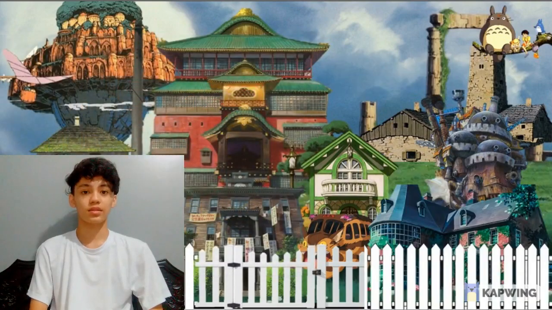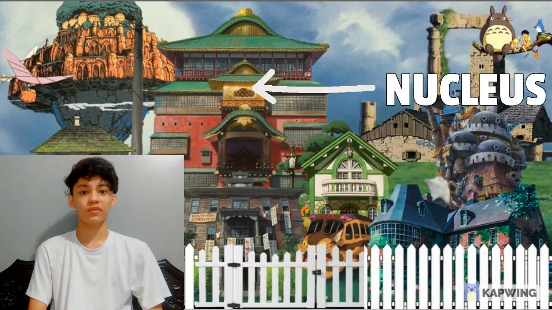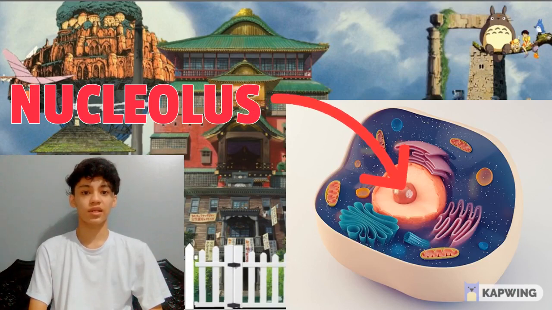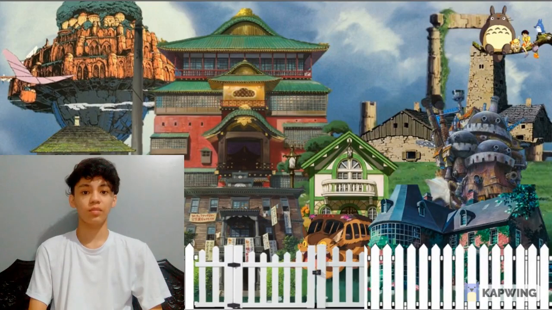Last but not least, Hayao Miyazaki. Hayao Miyazaki is a renowned Japanese animator, director, producer, screenwriter, author, and manga artist, and he is representing the nucleolus. The nucleolus is what can be found inside the nucleus. The function of the nucleolus is facilitating ribosome biogenesis through the processing and assembly of ribosomal ribonucleic acid into pre-ribosomal particles.